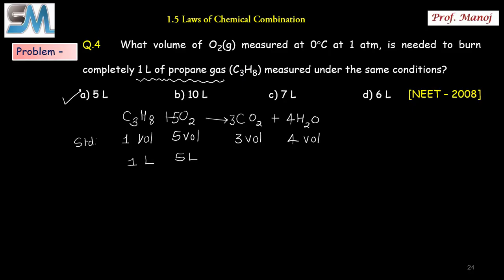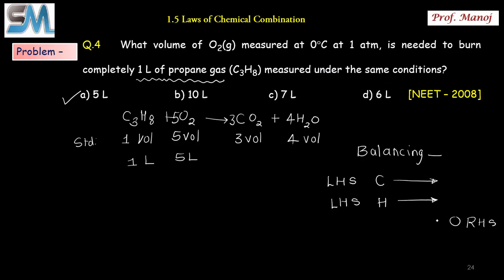I hope how the balancing is done is very clear. I repeat the rule again. Whenever you are doing balancing of a combustion reaction, check carbon on LHS, balance on right hand side. Count hydrogen on LHS, balance on right hand side. Oxygen, count on RHS, balance on the left hand side. By this trick, you can balance each and every reaction.